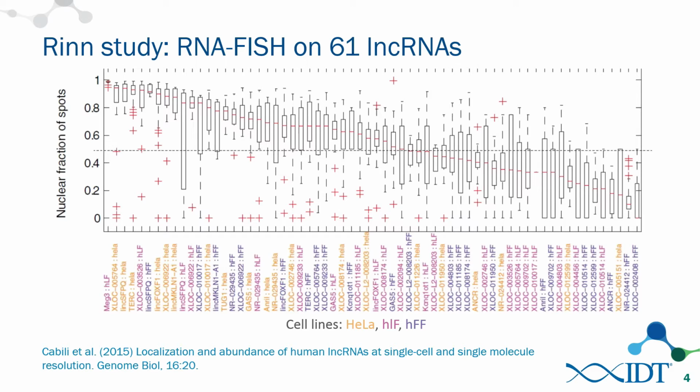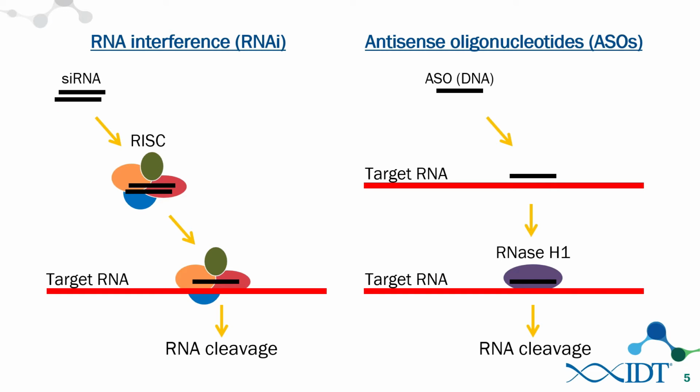A second study that was done recently in Genome Biology in 2015 is looking at RNA FISH data on 61 long non-coding RNAs. More specifically, they are using optimized probe sets, the Stellaris probe sets from BioSearch, and they found a similar story where some of the long non-coding RNAs heavily populate the nucleus, others are more equally distributed, and then some are found to heavily populate the cytoplasm.